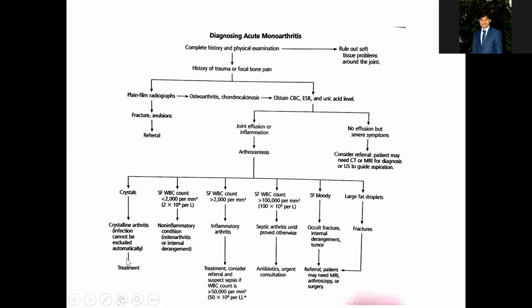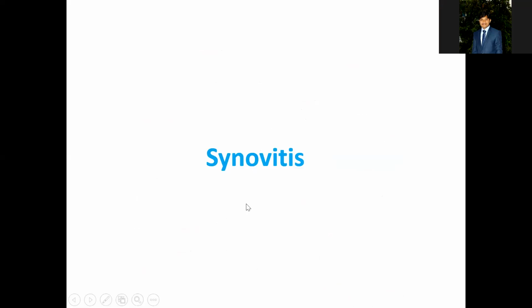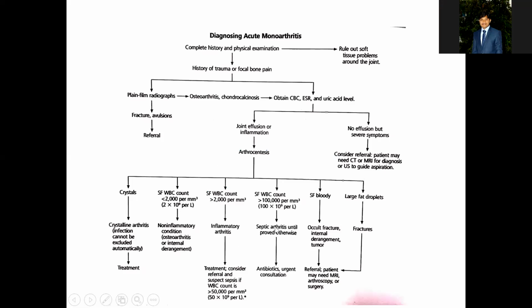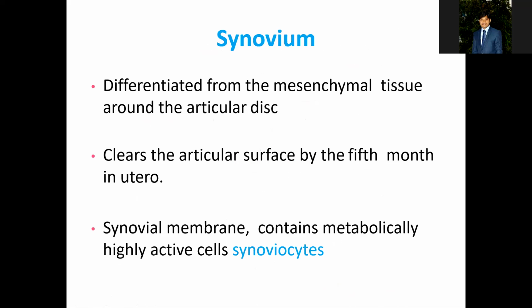In arthrocentesis, we find crystals in crystal deposition disease, gout and pseudogout. In synovial fluid, the leukocyte count is less than 2000 in non-inflammatory and more than 2000 in inflammatory arthritis. It is more than 1 lakh in septic arthritis. If bloody synovial fluid is found, it is mainly due to fractures, internal derangement, or tumors of the joints. Next, coming to synovitis, synovium is differentiated from the mesenchymal tissue around the articular disc.